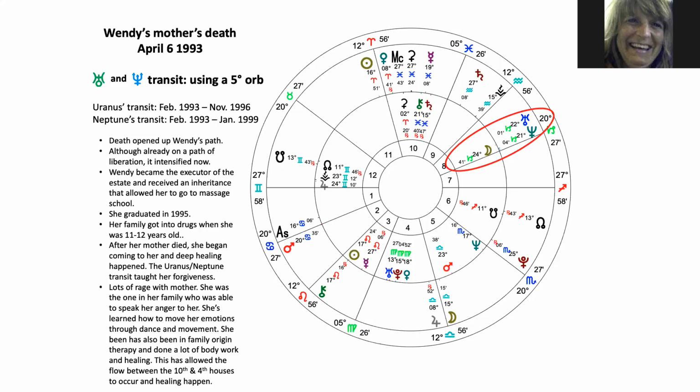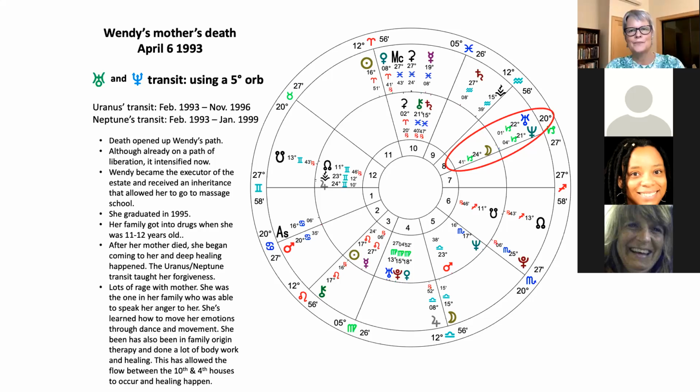I was already on my path. I was in recovery, doing a lot of, like you mentioned, family of origin work and healing work. If you just look at the 4th house planets, you can see that was a very intense time. Without even knowing my chart, that's a pretty loaded house. And then having the 10th house stuff opposing it adds even more to it.